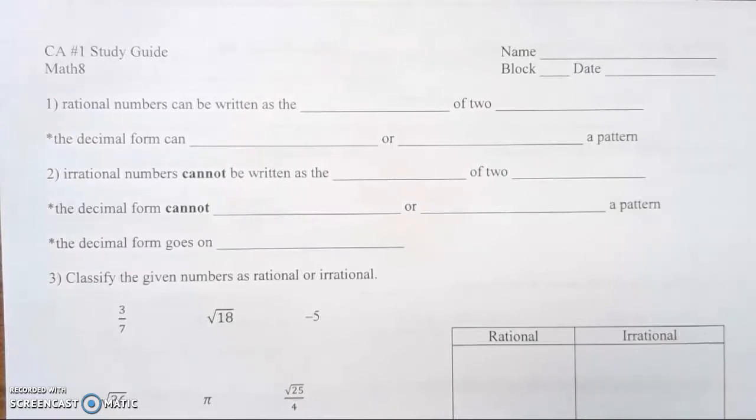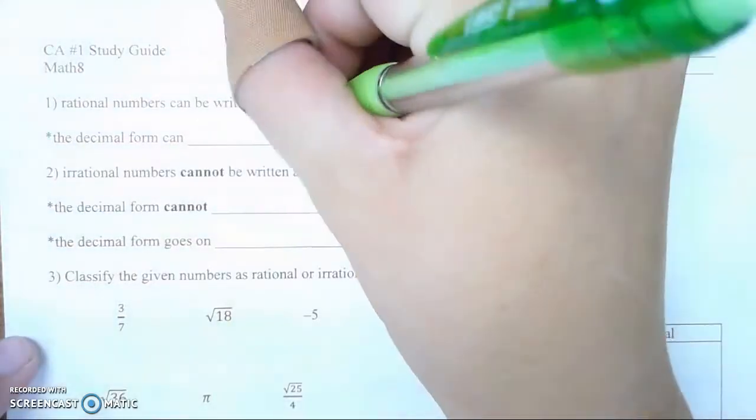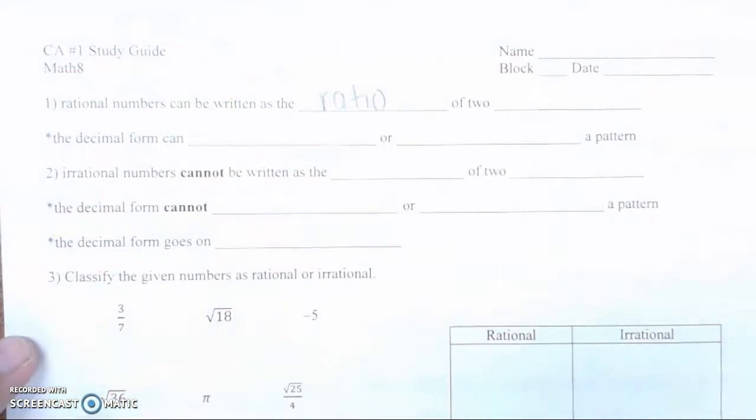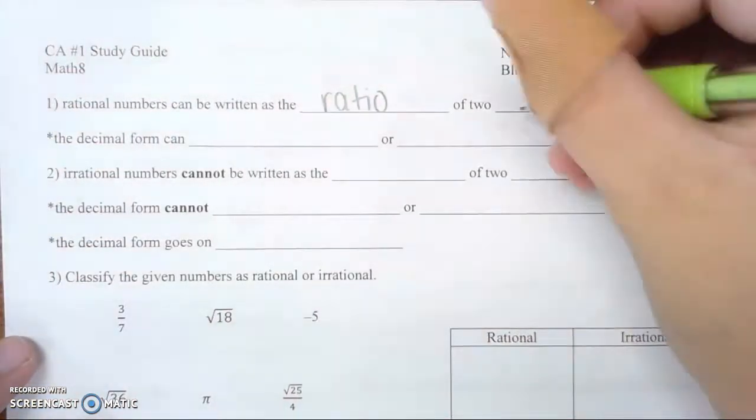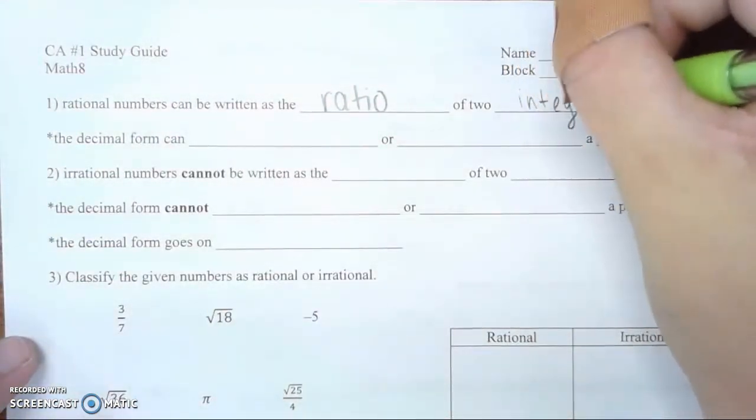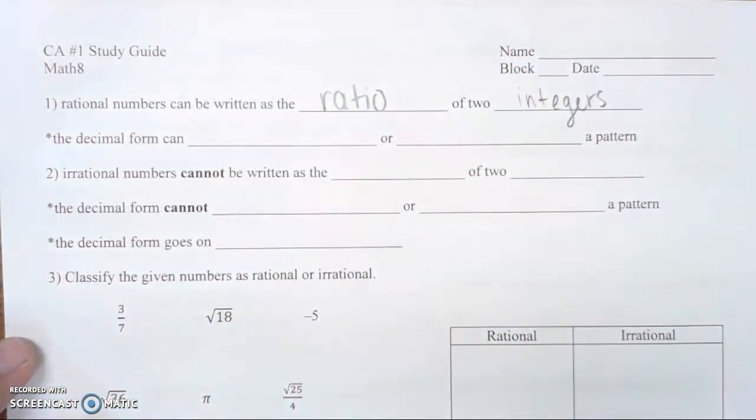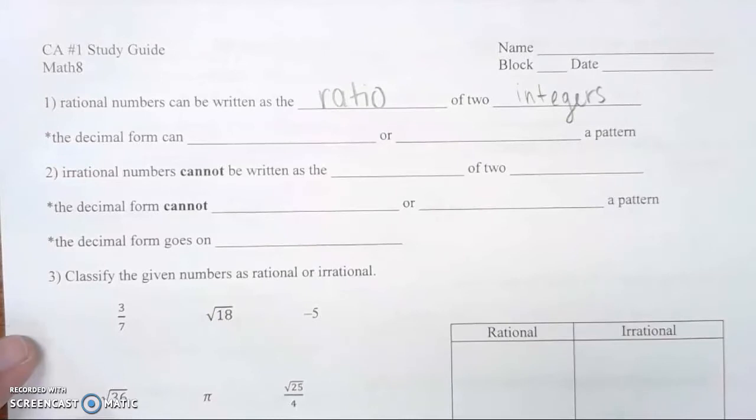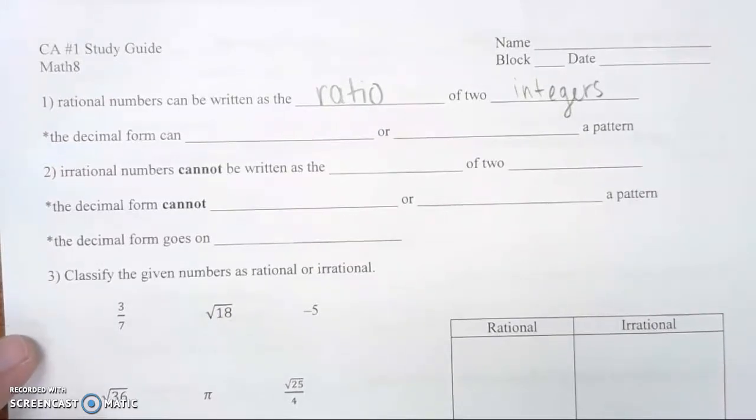So the first thing that you guys need to know are about rational and irrational numbers. Rational numbers can be written as the ratio, or in other words, that's just a fraction, of two integers. So if you have a fraction, or any number that can be represented as a fraction, it will be rational.